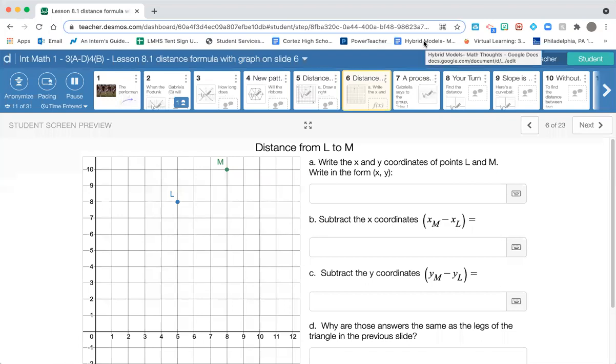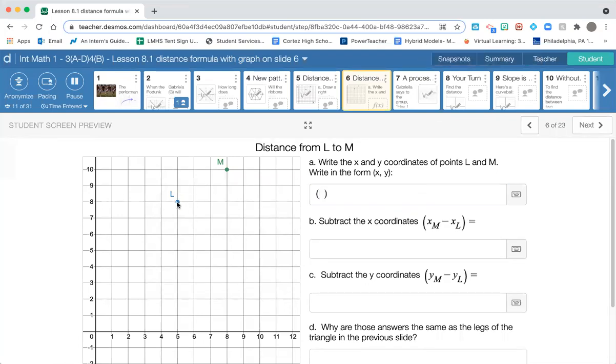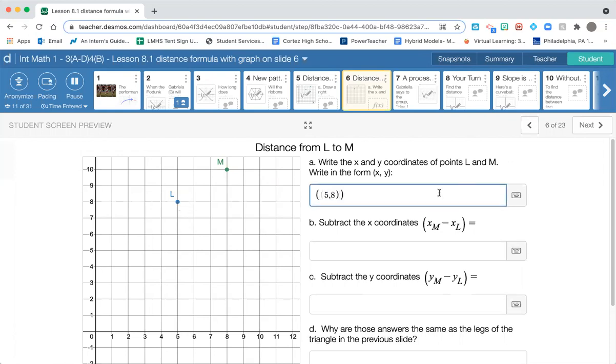So we're now being asked to talk about the coordinates. Well, we know that L was this coordinate here of (5, 8). We also have the M coordinate, which is (8, 10).